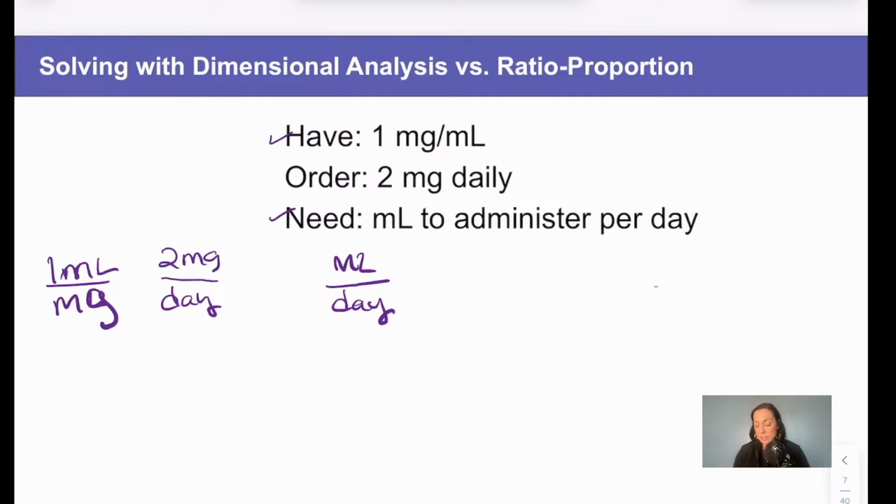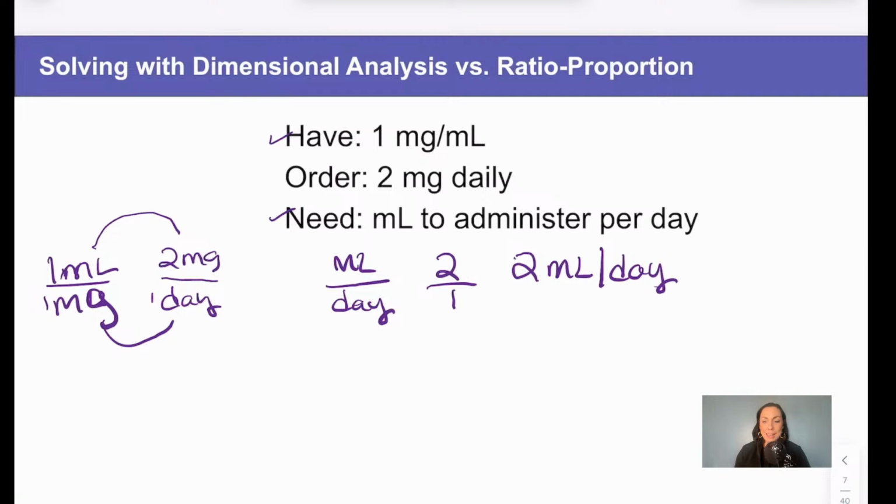So when we do this, we're going to now multiply across. So we get our 1 times our 2, and we get 2. And then, of course, our 1 times our 1, we get 1. So here we see that we're going to give 2 milliliters per day.